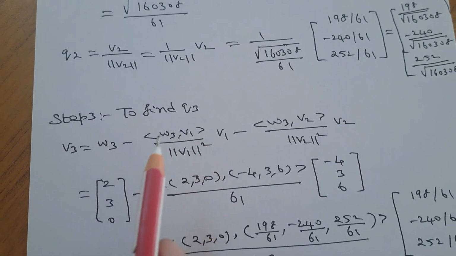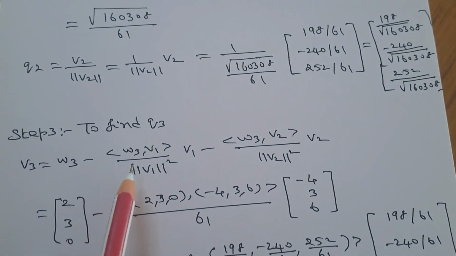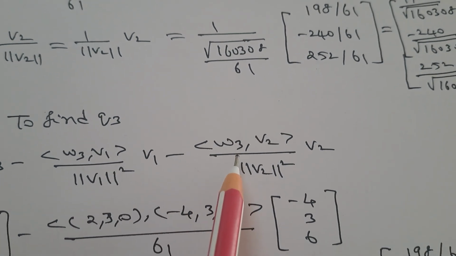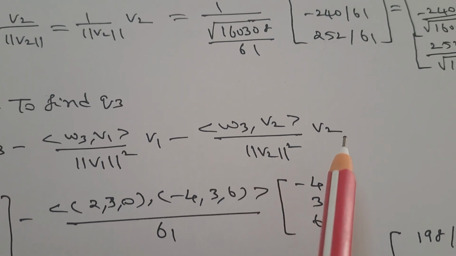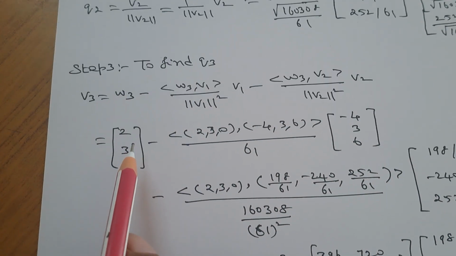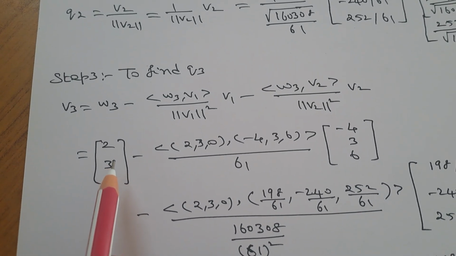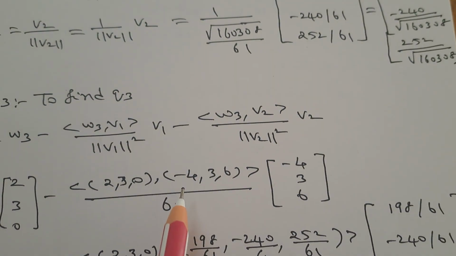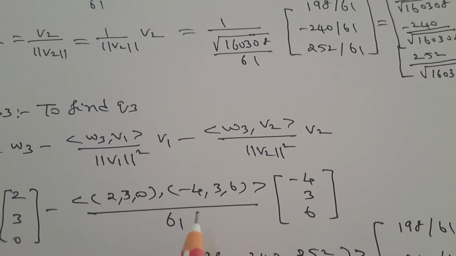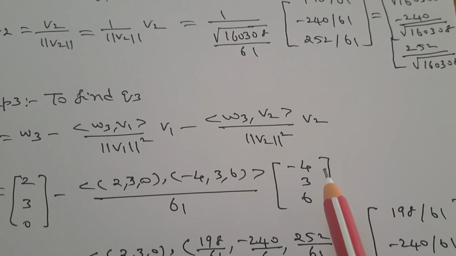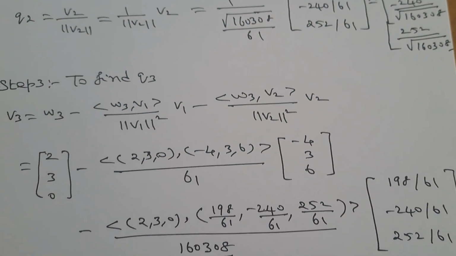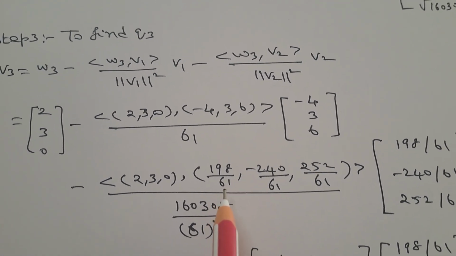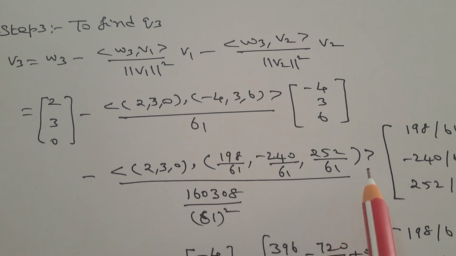Step 3, to find Q3. You know the formula: V3 equals W3 minus the inner product of W3 and V1 by the norm of V1 squared into V1, minus the inner product of W3 and V2 by the norm of V2 squared into V2. W3 is the third column of the given matrix (2, 3, 0), minus the inner product of (2, 3, 0) with V1 (-4, 3, 6) by the norm of V1 squared, which is 61, into V1 (-4, 3, 6).